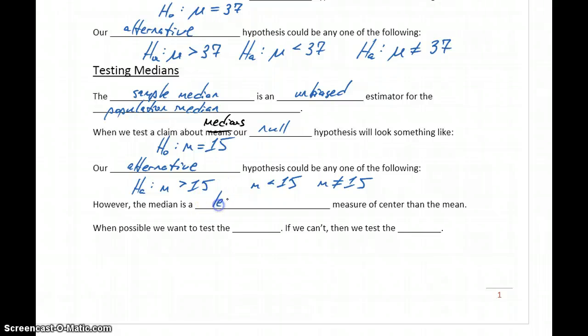But what we want to keep in mind is the idea that the median is the less desirable measure of center. The reason being, again, because it doesn't take all of our data values into account. It only bases our result off of one number or the middle two numbers. So the mean is our more desirable measure of center. So whenever possible, we want to test a claim about the mean. But if we can't, then we'll turn to the median as our alternative measure of center.